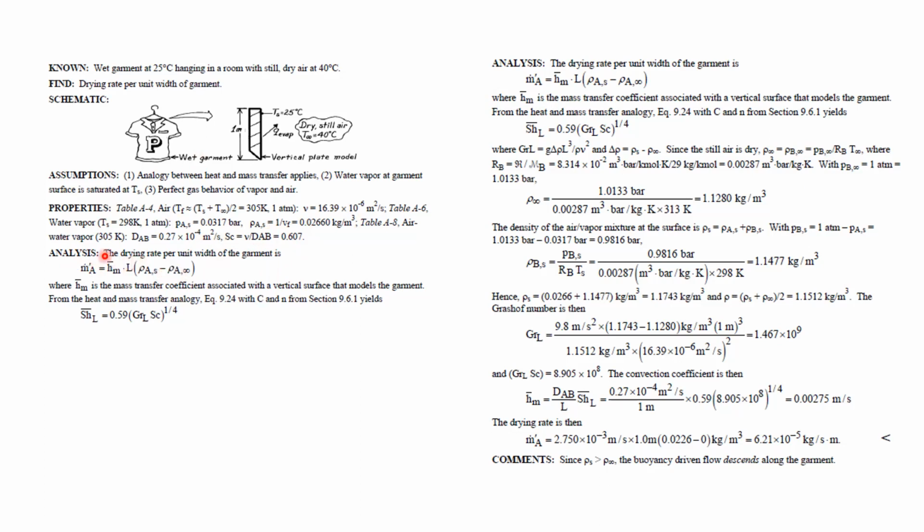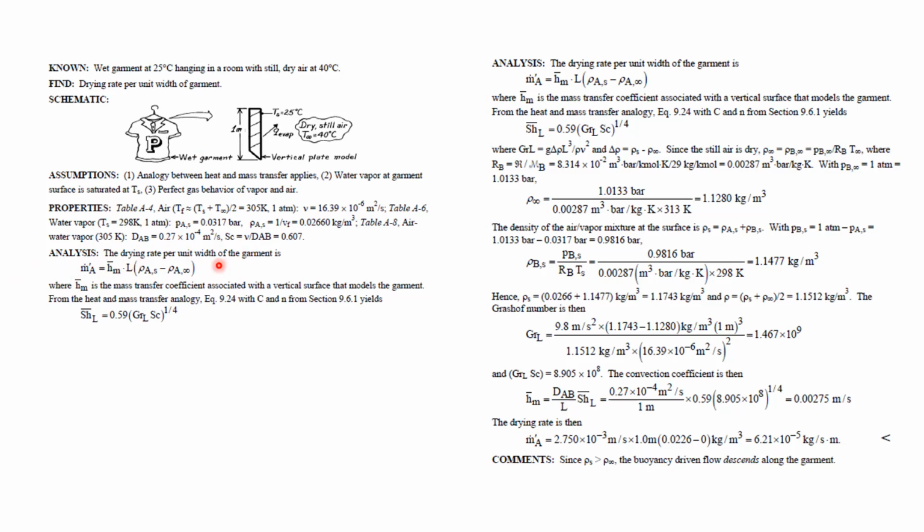So do you see a kind of a similarity here in this analysis? Yes. So we know heat transferred is equal to Q is equal to HL delta T. Similarly, mass of the water removed from the garment is equal to the mass transfer coefficient, similar to our heat transfer coefficient, into the length. It's actually per unit width. That's why it is L. Otherwise, it would have been area. Then the difference of the concentration, which is the density difference.